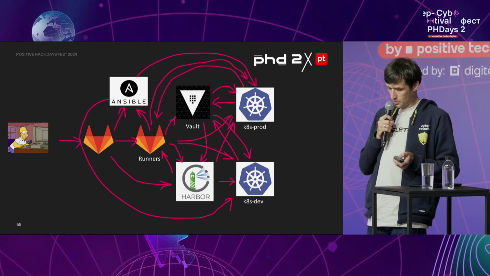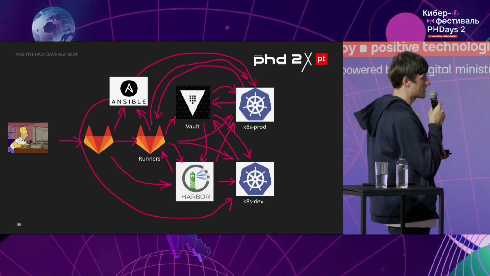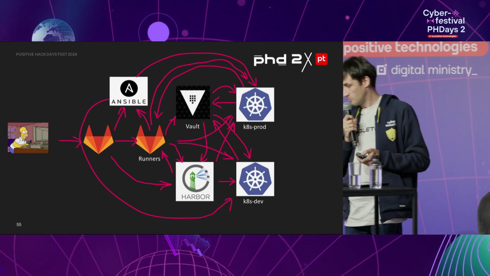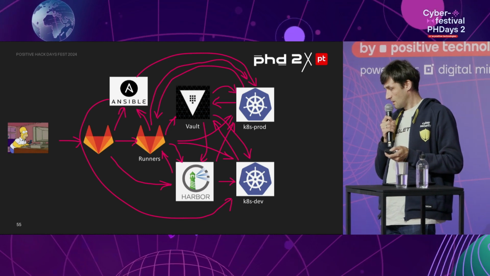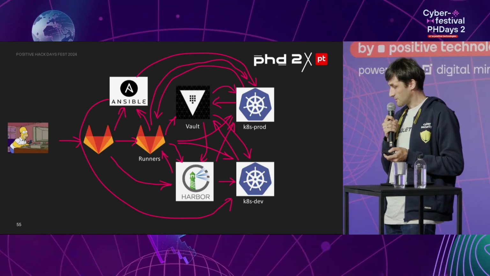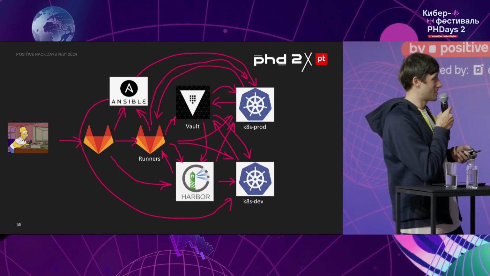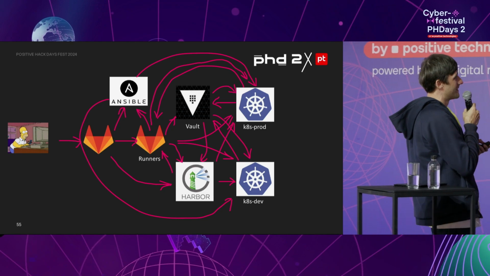So if GitLab Runner is not securely configured, then Kuber can be breached through Runner. So we can capture Kuber. There are two arrows here between the runner and the Kuber.